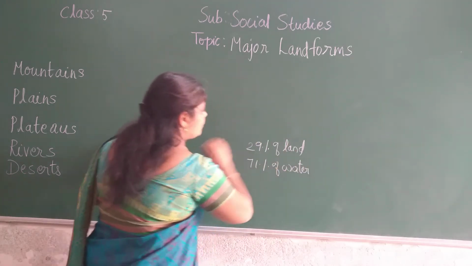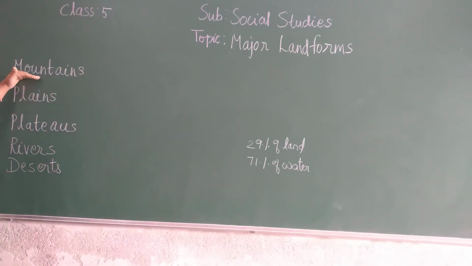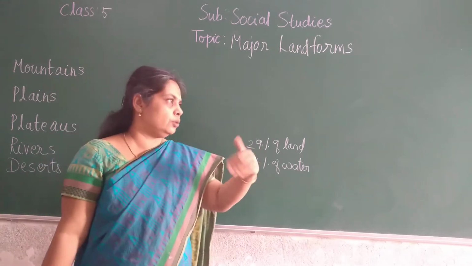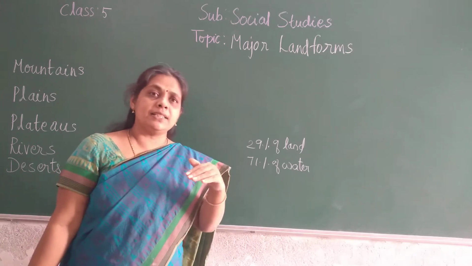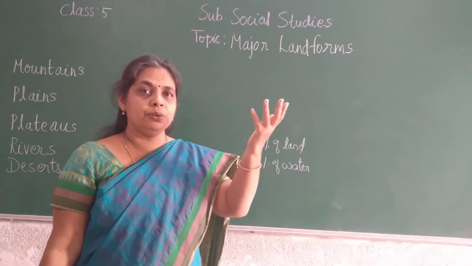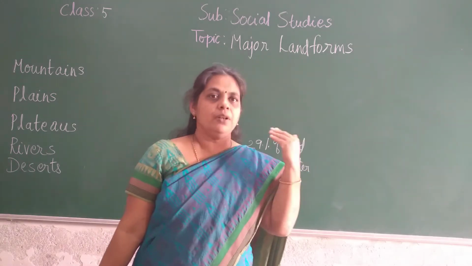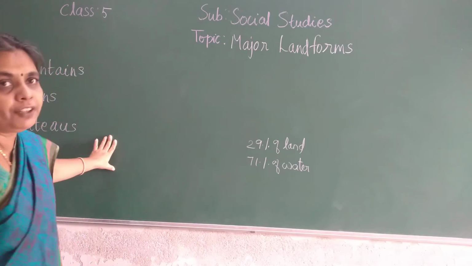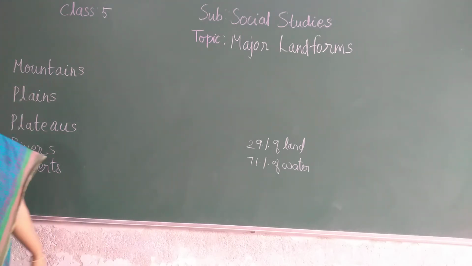So what all do you observe on the earth's surface? I am going to list them out, children: mountains, plains, plateaus, rivers and deserts. Sometimes when you travel a long distance, you could have observed mountains, hills, rivers, or when you travel to the Himalayan side, you can observe the snow-capped Himalayas too. So our earth has different landforms, children. They are mountains, plains, plateaus, rivers and deserts.